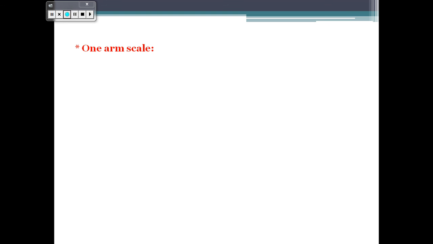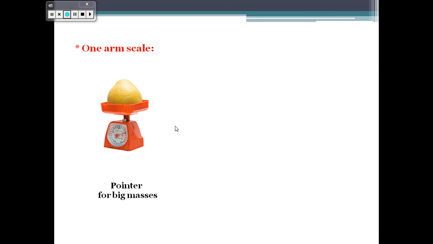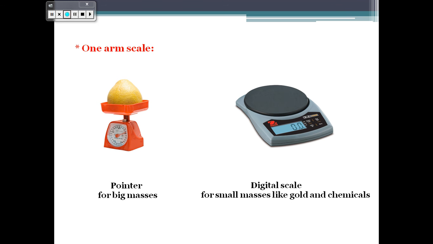Also we have the 1-arm scale, like the pointer scale. The pointer scale is a scale with a pointer which shows us the right mass. We use the pointer scale to measure big masses. And this is the digital scale. We use it to measure small masses like gold and chemicals. So we have different types of scales: the balance scale, sensitive scale, pointer scale, and digital scale.